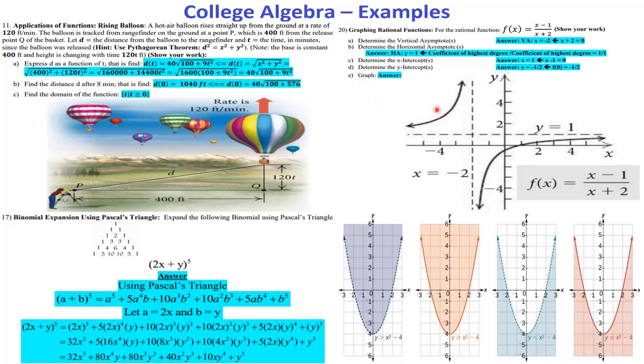Then to graph it, simply put the vertical asymptote, the horizontal asymptote, the x-intercept, and the y-intercept, and that is a graph. Okay.